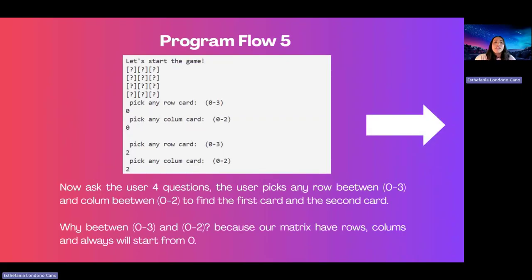Now that we start the game, the player has to answer 4 questions. Those 4 questions are to pick the row and column for the first card and the row and column for the second card. In this case, you can only choose from 0 to 3 for rows and 0 to 2 for columns, and the same for the second card. Let's take a look at how this can be.